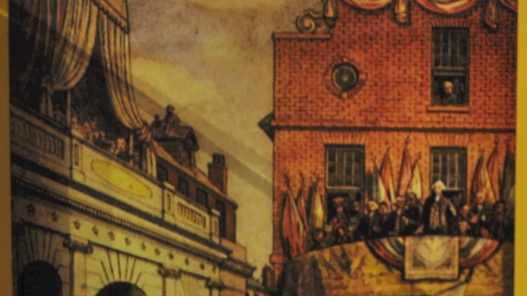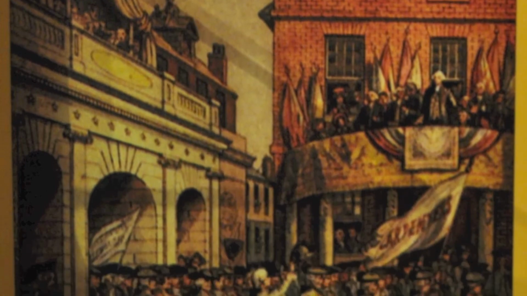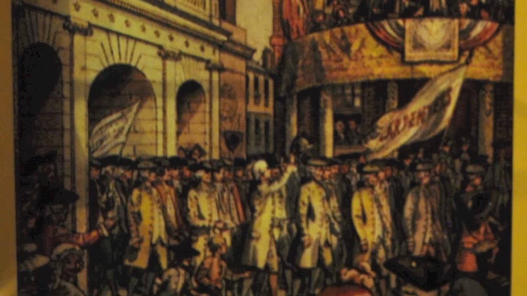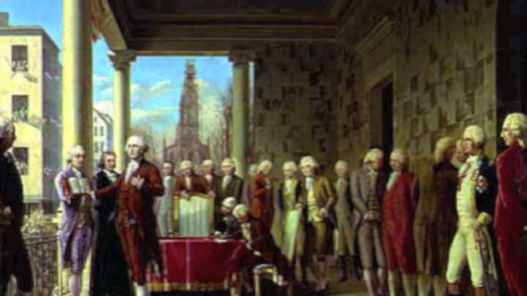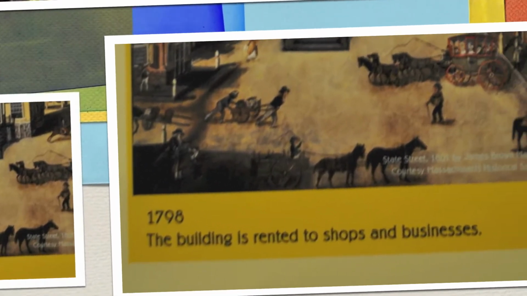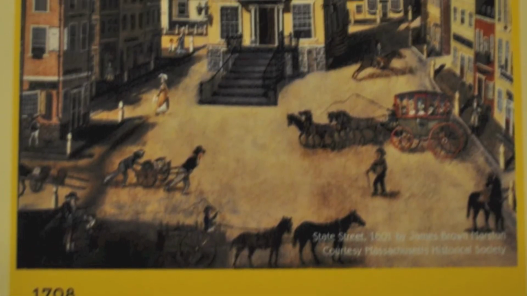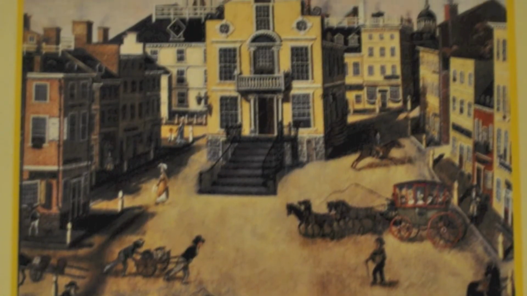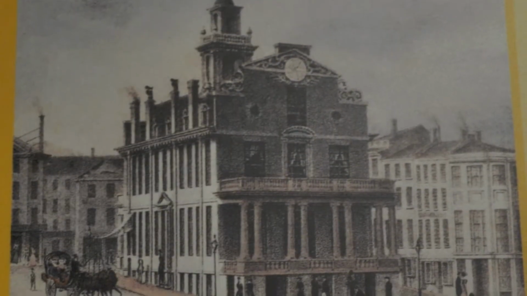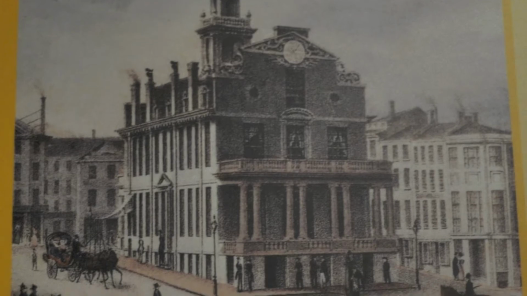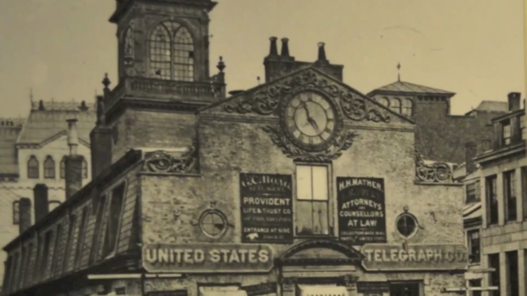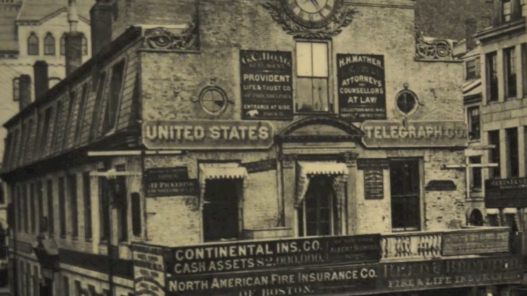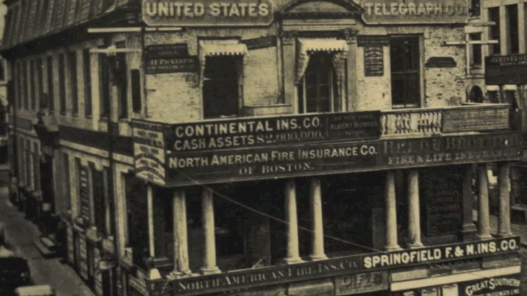In 1789, a celebration is held in honor of George Washington when he visits the State House. This event shows how the State House is used for social events as well as political and economic endeavors. In 1798, this building becomes a center for economic growth when the building was rented to shops and businesses. Then again, in 1830, the building is used for political purposes when it becomes Boston City Hall. In 1840, the building returns to a home for merchants when it is rented to shops and businesses.